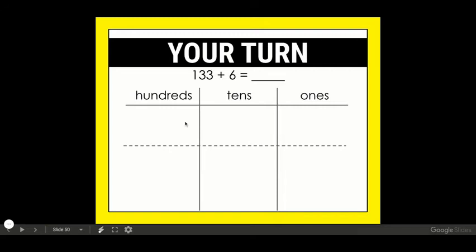So that would be 133, and you're going to draw it on top of the dotted line. So remember, when we're doing our hundreds, we draw a square. When we draw our tens, we draw lines. And when we draw ones, we draw circles. So make sure you have that on your paper. And then let's add in our second addend. Our second addend is just 6. So you need to draw 6 circles.